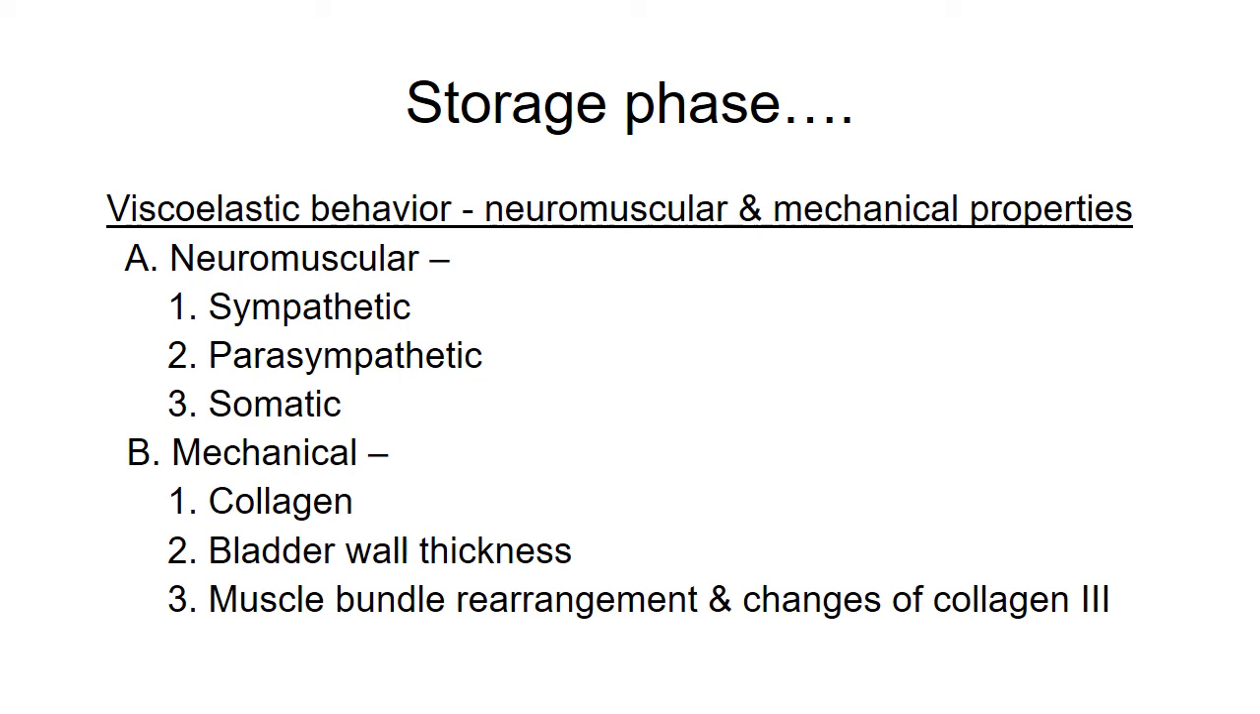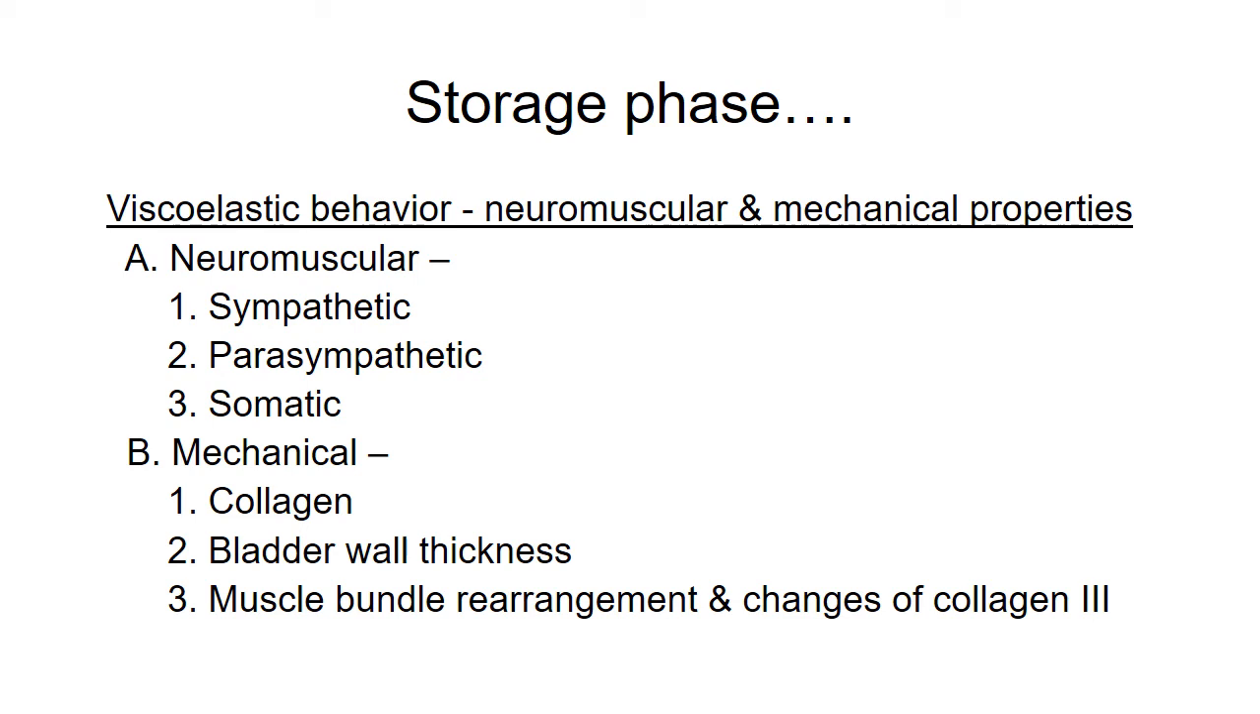Sympathetic stimulation also inhibits the parasympathetic stimulation, which helps in suppressing the bladder contraction. Third, the increased external urethral sphincter activity also reflexly inhibits the bladder contractions. This is the somatic stimulation.